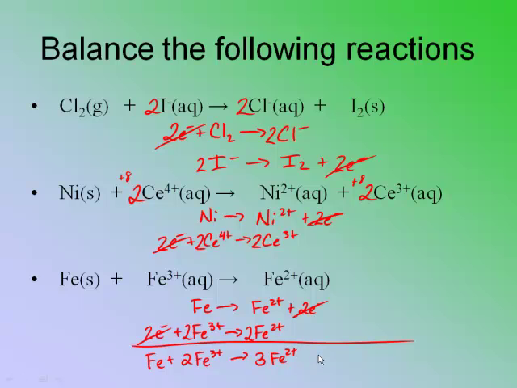And I'm going to double check my charges and my atoms. I've got 1 plus 2 atoms of iron on the left, 3 atoms of iron on the right. A plus 6 charge over here because I have 0 plus 6, and a plus 6 charge over there. So that means I must have done this correctly. So this bottom one is my overall reaction. So that's balancing a regular old half reaction.